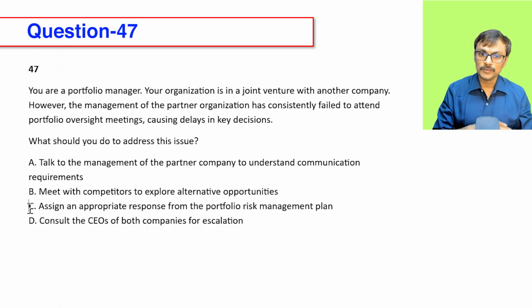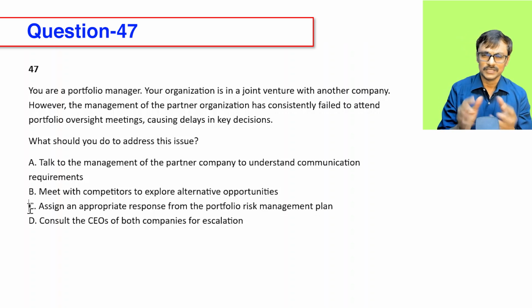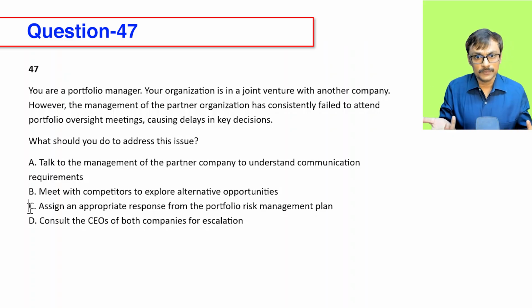Option D, consult the CEO of both companies for escalation. I can definitely consult both of them, but not for escalation. Until the phrase about consulting the CEO or senior management of both companies, it was a good option. Yeah, but as soon as "for escalation" came, it is not going to be a good option. So in general, the best thing is I talk directly to the people who are creating the problem for me, rather than going somewhere else. The question was indicating a little bit that you failed to do these things, because it has been causing delay. But okay, you still need to focus on talking to them, because the question was indicating that they are consistently failing to attend.